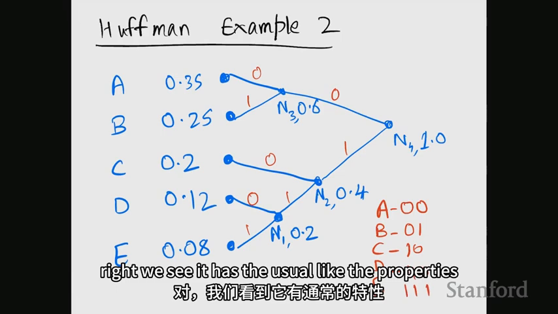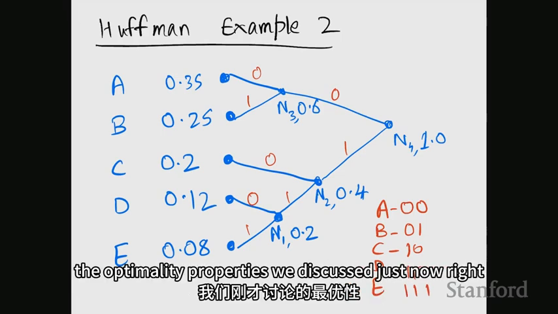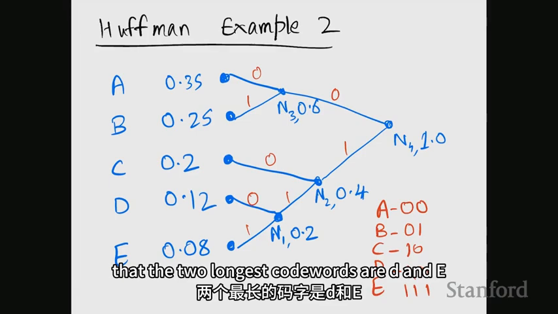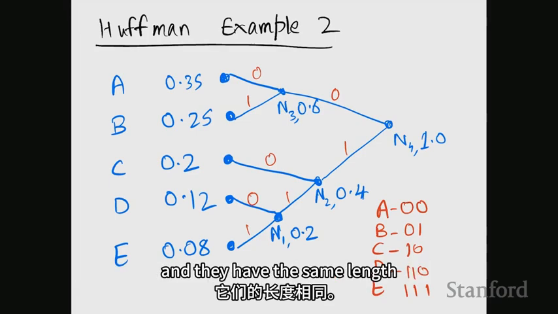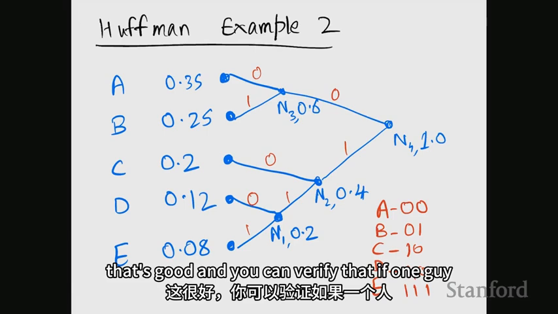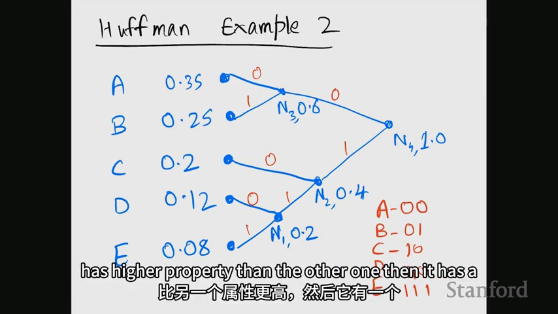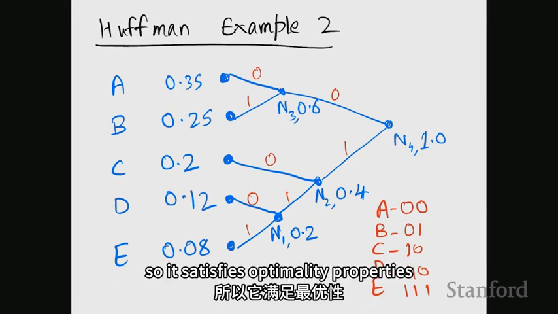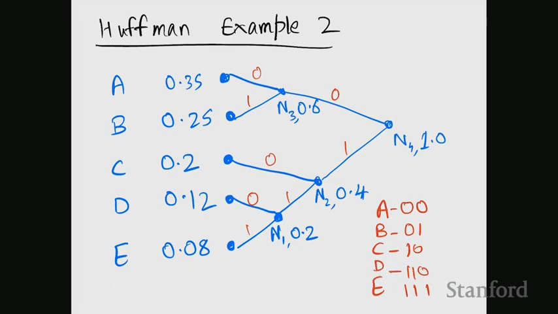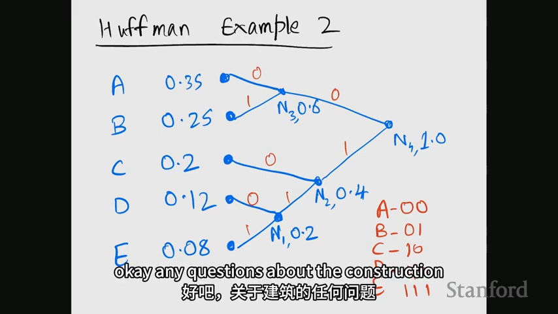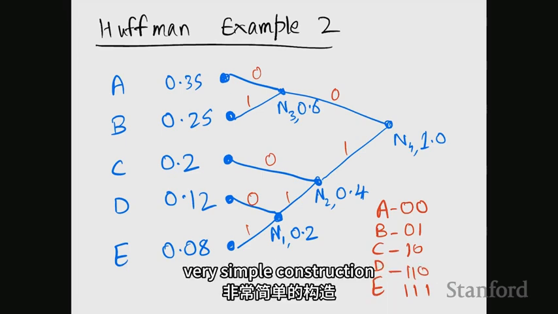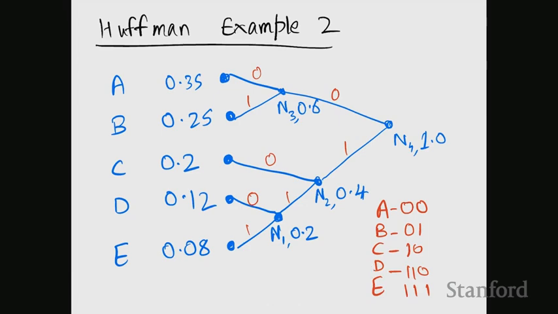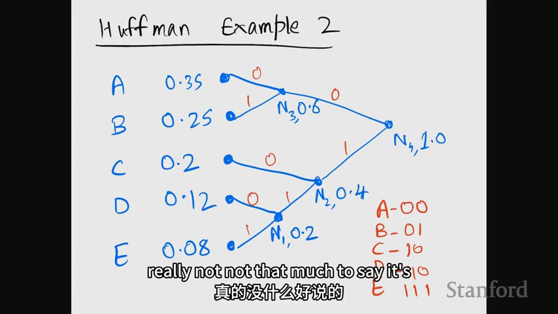Right. We see it has the usual optimality properties we discussed just now, right? The 2 longest code words are D and E, and they have the same length. That's good. And you can verify that if one guy has higher probability than the other one, then it has equal or smaller length than the other one. So it satisfies the optimality properties. Okay, any questions about the construction? Very simple construction. Really not that much to say.